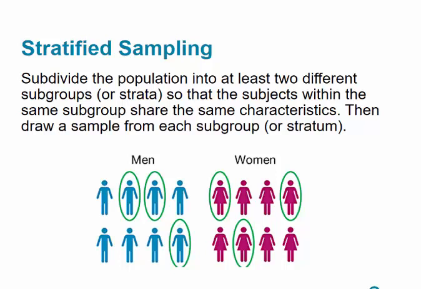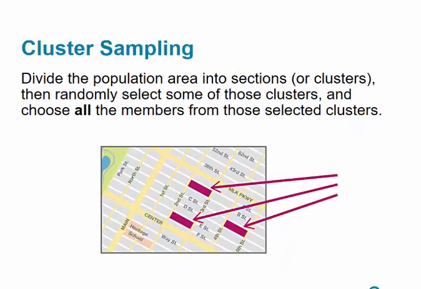In stratified sampling, we subdivide the population into at least two different subgroups so that subjects within the same subgroup share some of the same characteristics. And then we draw a sample from each of the subgroups. So in stratified sampling, you separate them. Each group has something in common, and then you take a random sample from within that group that you just separated. Cluster sampling is a little different.